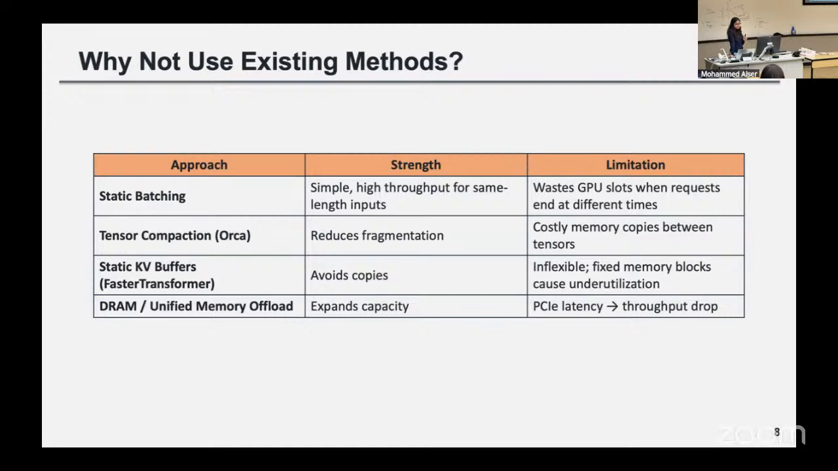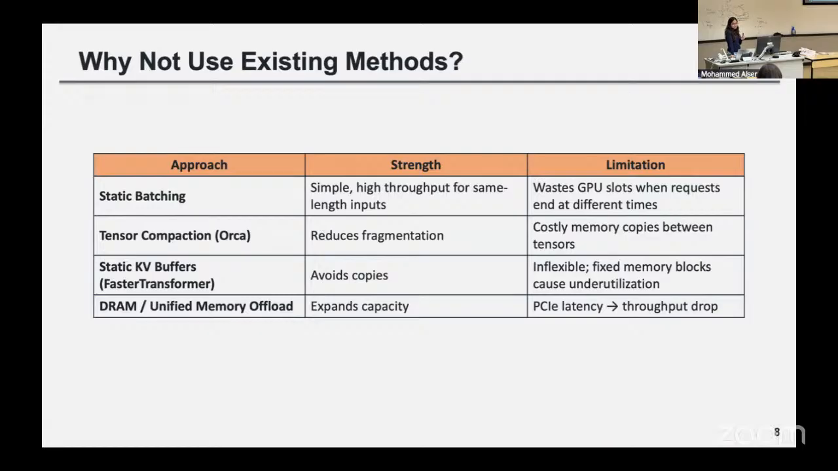And next we have tensor compaction. This method is used in the ORCA model. What it does is it tries to fix fragmentation by copying active data into a new compacted tensor. It does reduce fragmentation, but the downside is that frequent copying back and forth increases GPU cost and also GPU overhead.